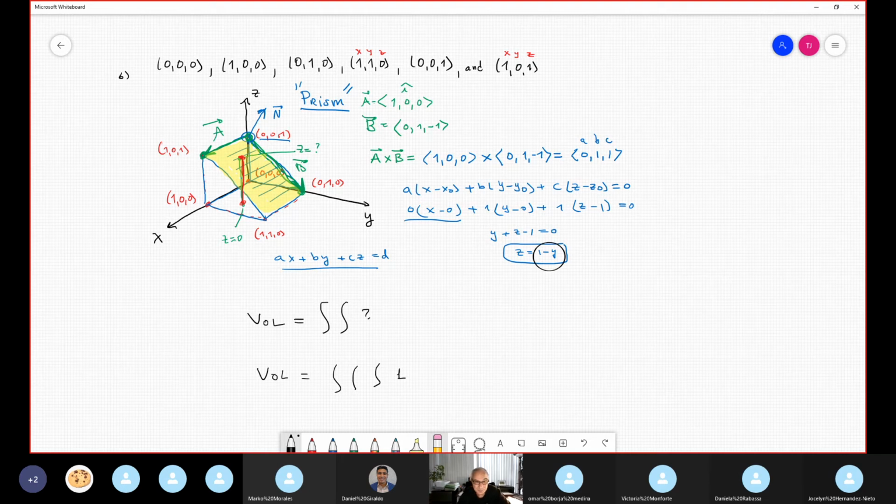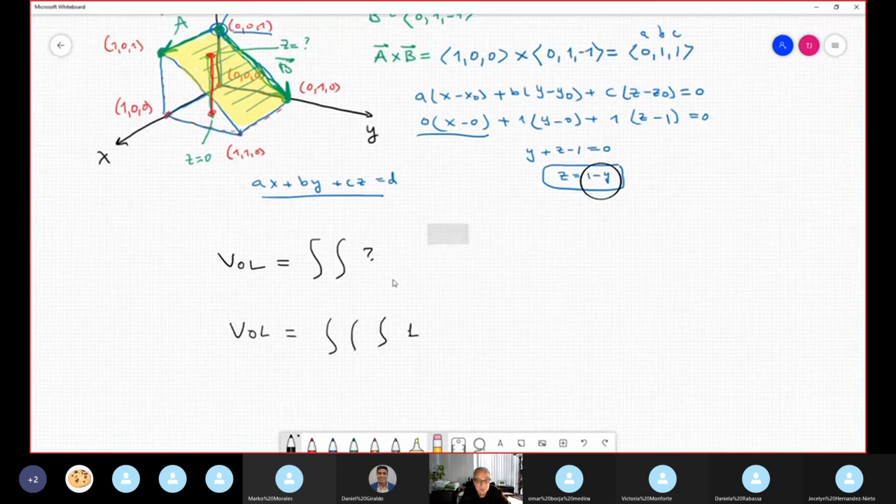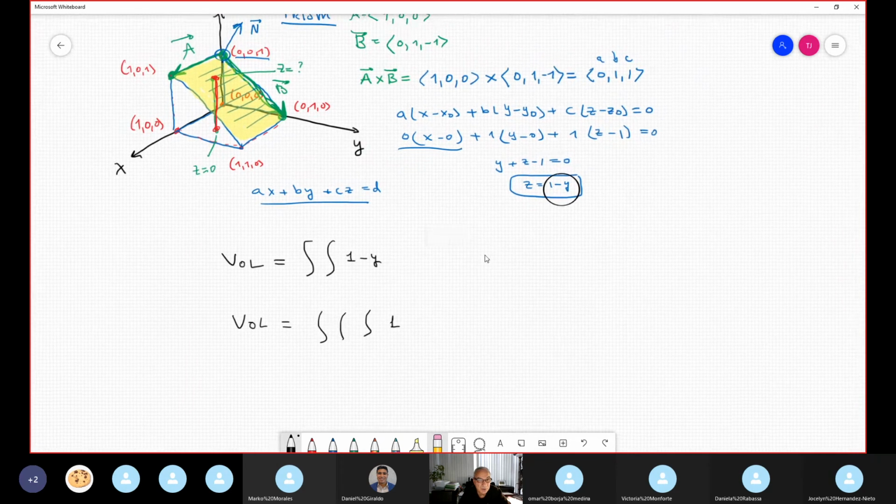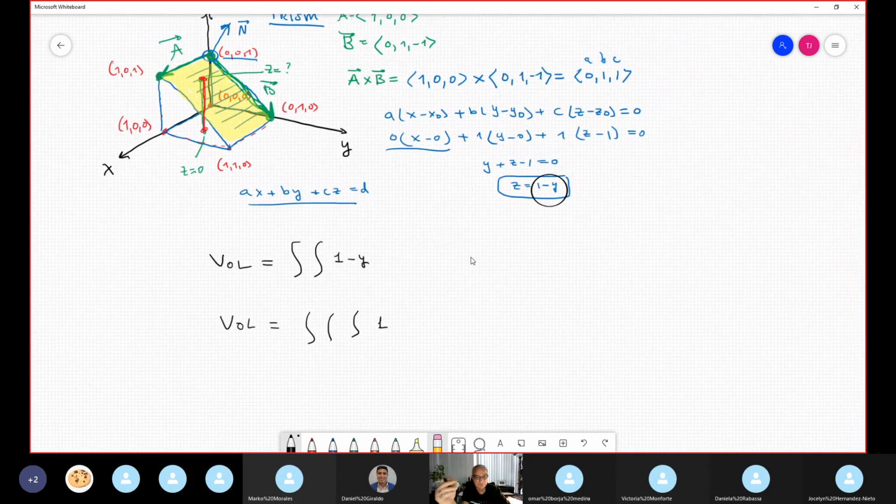Look at that. The integrand function is 1 minus y, the z value that represents the height of the roof of the prism, of the solid. Now, for the integration, I don't know exactly what dA is.